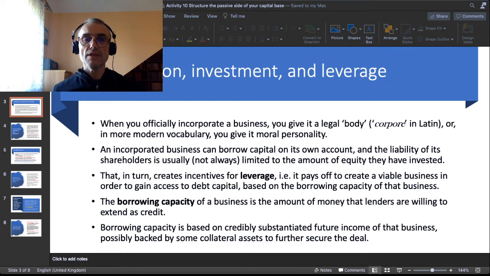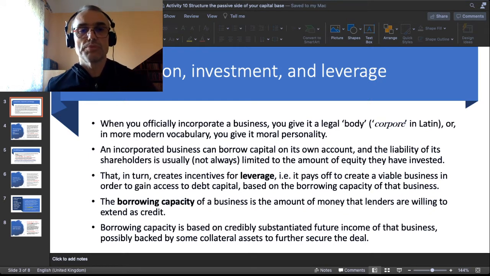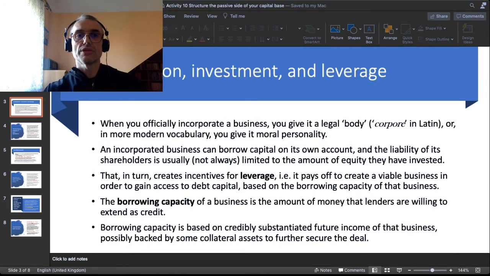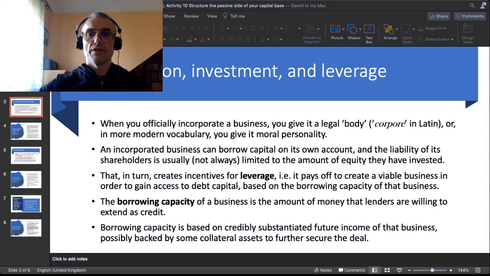Now, that creates incentives and opportunities for a mechanism called leverage. So it pays off to create a workable, viable business with a reasonable business plan and business concept, because that business can have its separate borrowing capacity, and therefore that business allows its owners to like leverage their borrowing capacity, grants their additional access to debt capital.